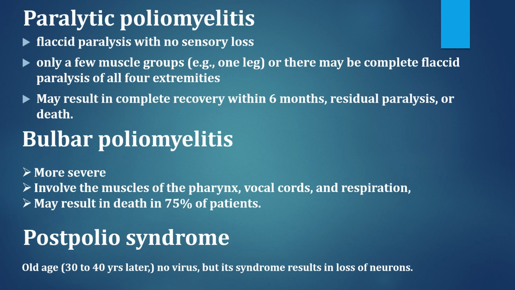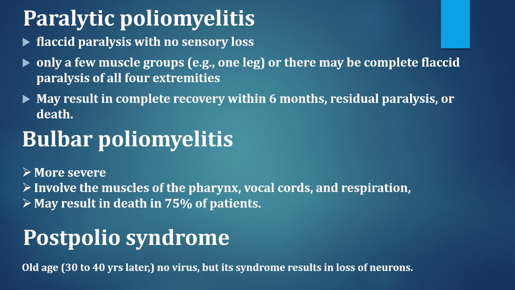Paralytic poliomyelitis. It is characterized by an asymmetric flaccid paralysis with no sensory loss. The degree of paralysis varies in that it may involve only a single muscle group, for example one leg, or there may be a complete flaccid paralysis of all four extremities. The recovery may occur within 6 months, but as long as 2 years may be required for complete remission.